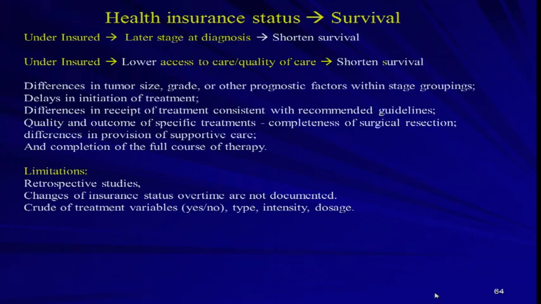Maybe 5 years later they find a job or get promoted. Of course, then you get insurance somehow. But the insurance status over time is not documented. The crucial treatment variable, such as chemotherapy, is just yes or no. What kind of chemo they receive, how long they receive it, etc., is not recorded. So that's a limitation. There are also other limitations.